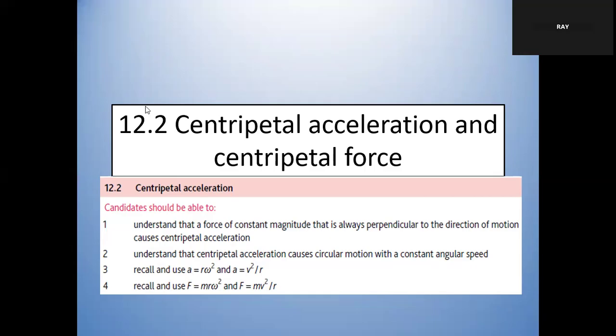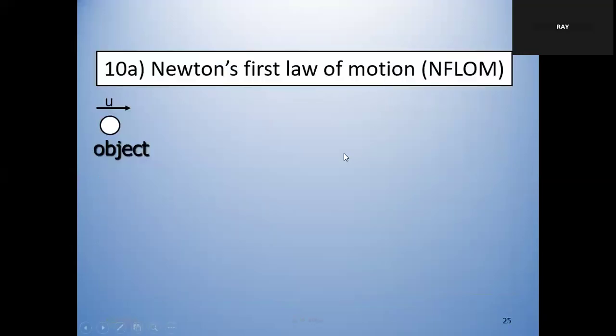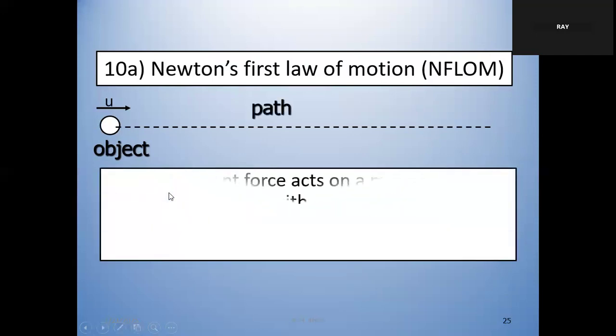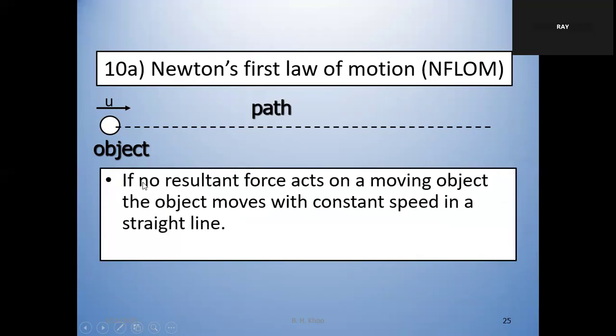Okay, so that's your syllabus: centripetal acceleration and centripetal force. Let's go to Newton's first law of motion. If it's moving with velocity u, and that's the path. If no resultant force acts on the moving object, the object moves with constant speed in a straight line, or velocity doesn't change. If it's moving in a straight line, it continues to move in a straight line if there's no resultant force.